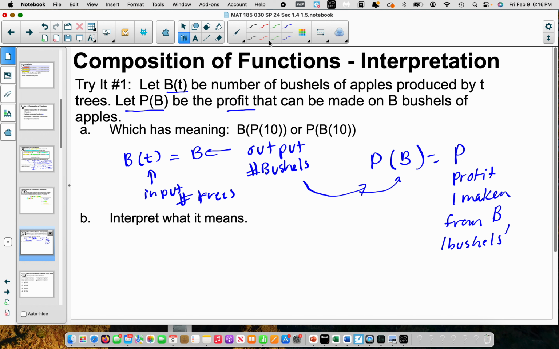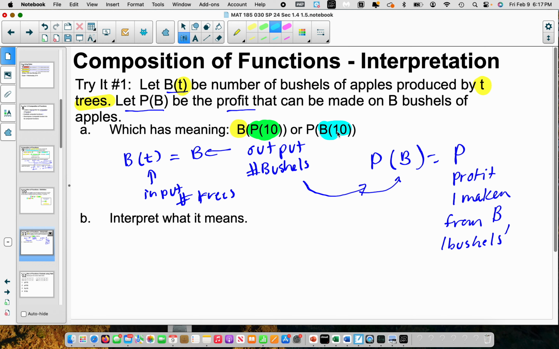So let's look at these two choices here to see which one makes sense. It says which one has meaning. If I look at the first one, the profit from 10 bushels, input into my bushel function, that doesn't really make sense. That green would have to be the number of trees. I don't input profit into my bushel function. I input t.